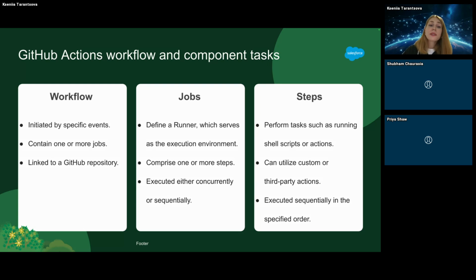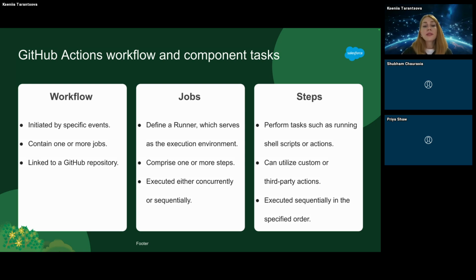Jobs. Jobs are individual units of work within a workflow. It's the main part of the workflow. A job defines a runner, which serves as the execution environment. This is the environment where the job will execute. Runners can be GitHub-hosted or self-hosted, providing flexibility for us. Jobs comprise one or more steps. Each job consists of multiple steps that detail the specific actions to be taken. Jobs can also be executed either concurrently or sequentially, which gives us flexibility depending on dependencies and different types of configuration.